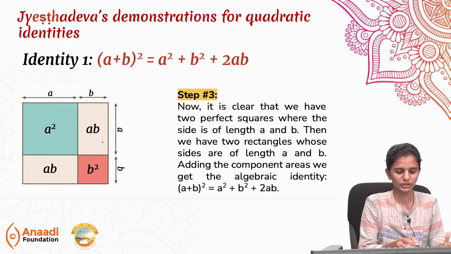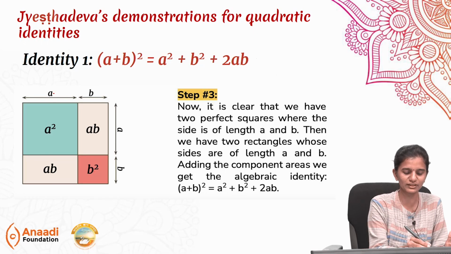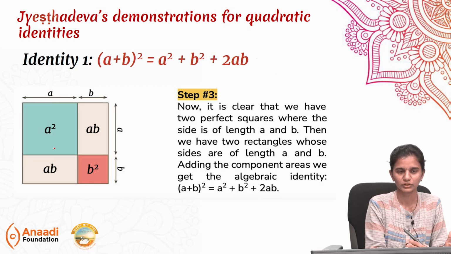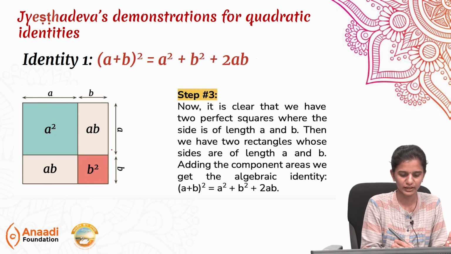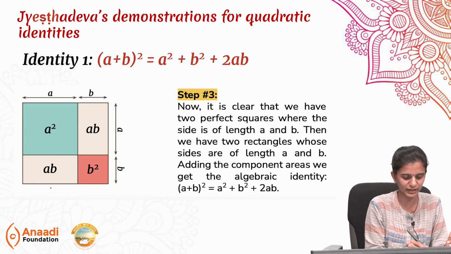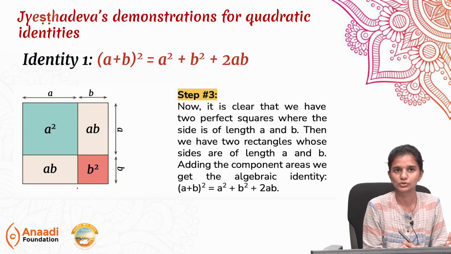Here we know that this square is of length A. So the area of this square would be A square. And then this square is of length B. So the area of this square would be B square. And then we have 2 rectangles here where the sides are A and B. Here also it is A and B. So the area would be AB.